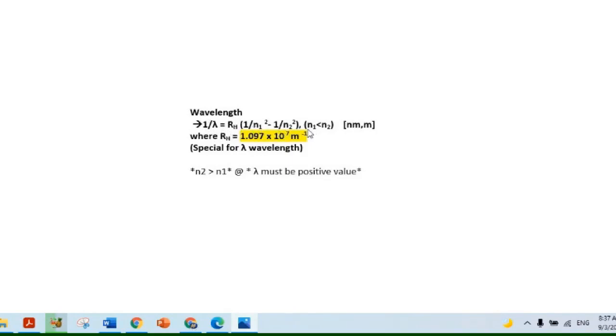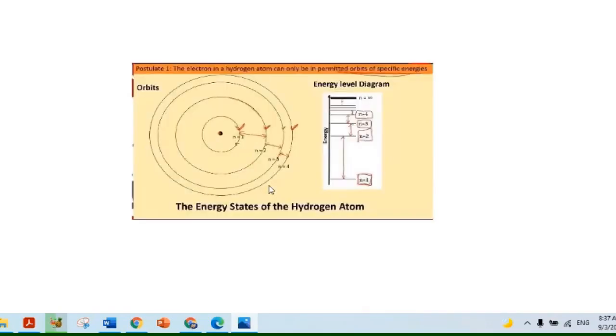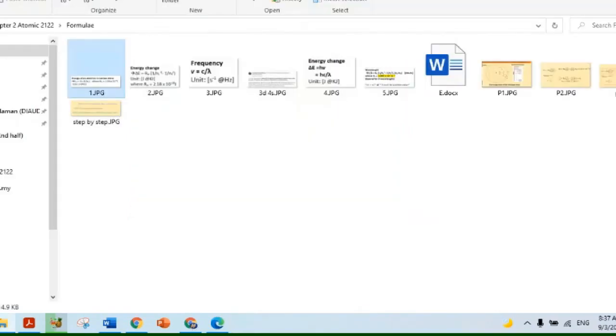So always remember n1 is smaller than n2. Have to check, sometimes it is given in nanometer, you must convert into meter before starting the calculation. Always remember n2 is larger than n1, because lambda must be a positive value. So these are the formulas you should know.